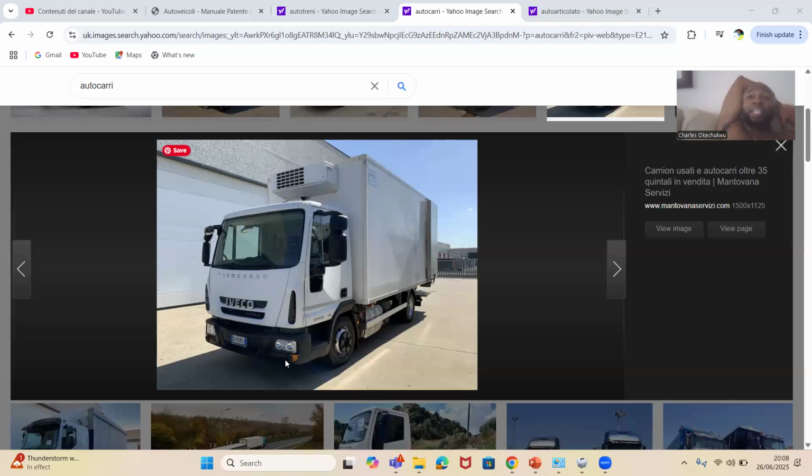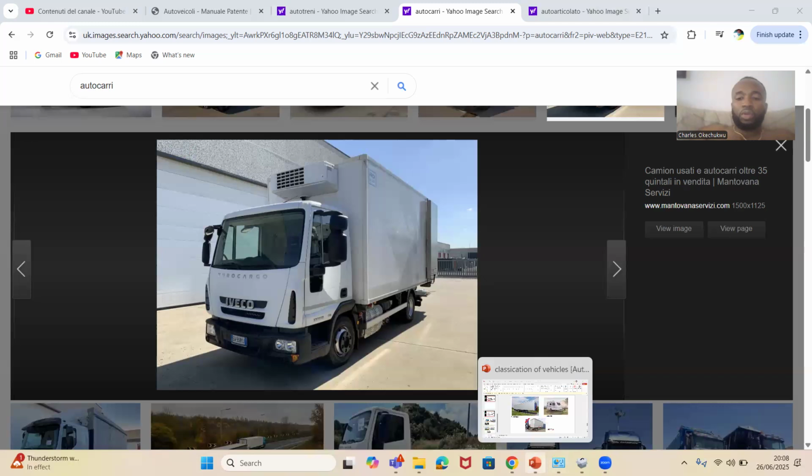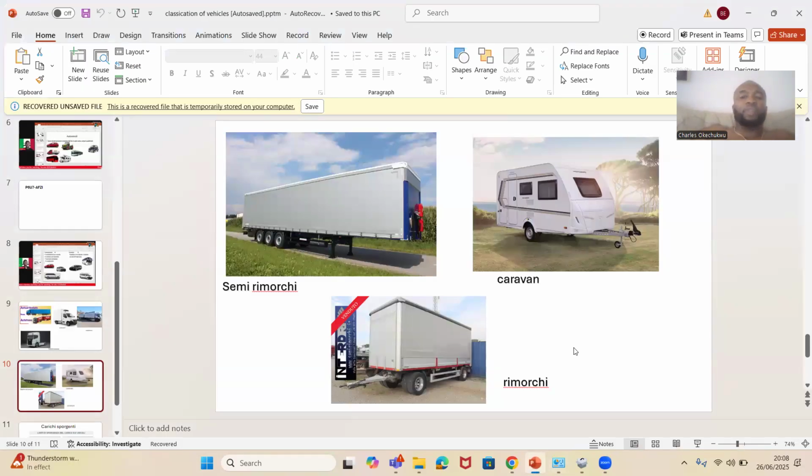So now he understands that whenever I see an autocaro on the road, a trattore stradale carrying a rimorchio, it's an autocaro. Simple. And he moves on. All right, guys, let's continue. Now, under the family of rimorchio again, we have what they call caravan. Caravan is the third family of a container. They call it what? Caravan.